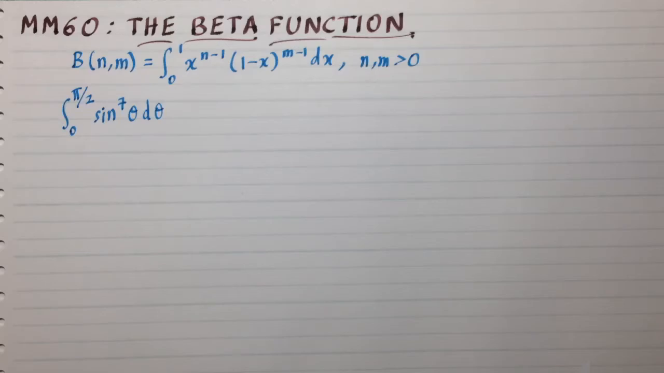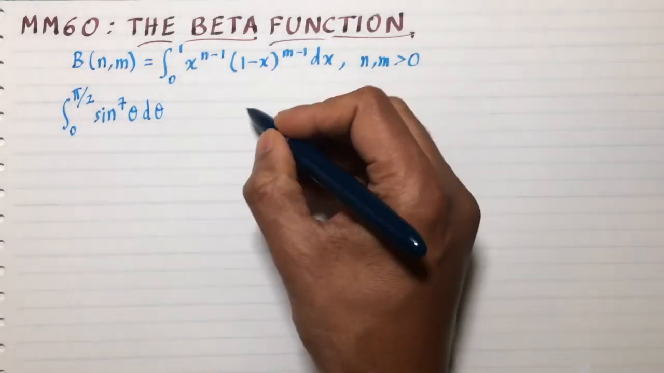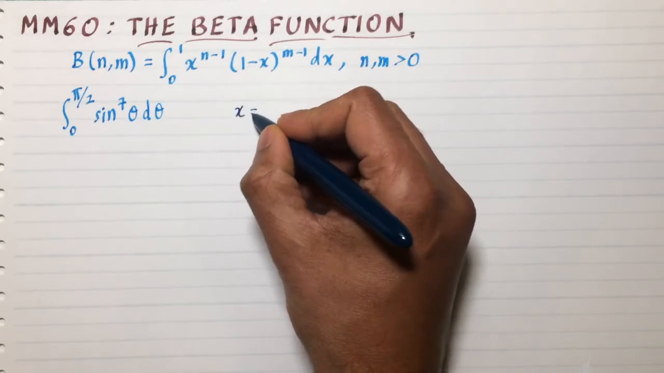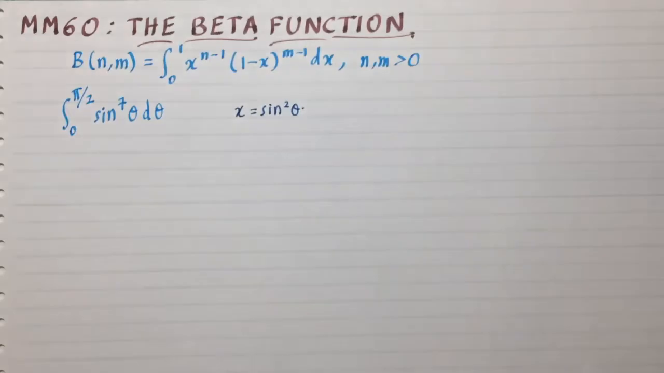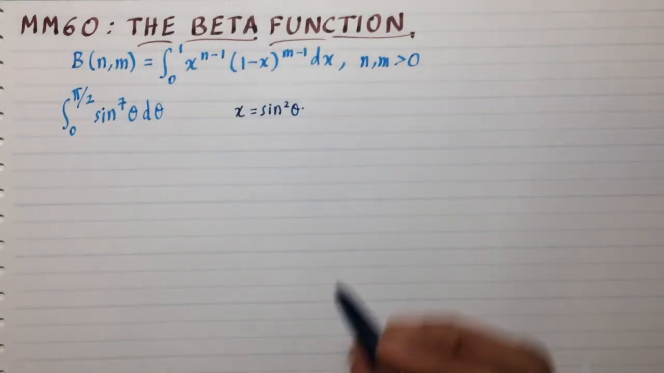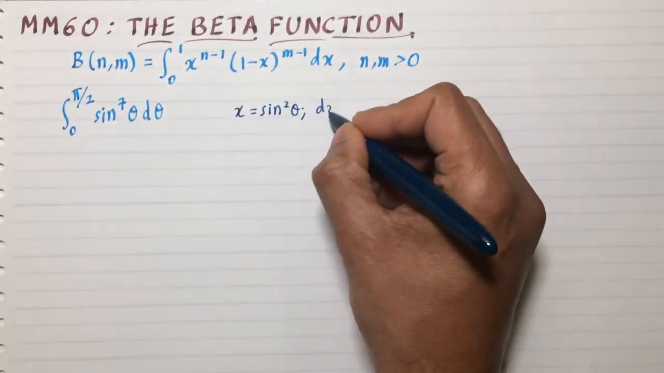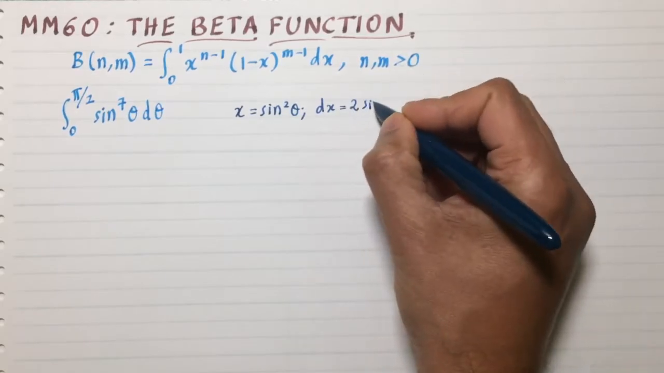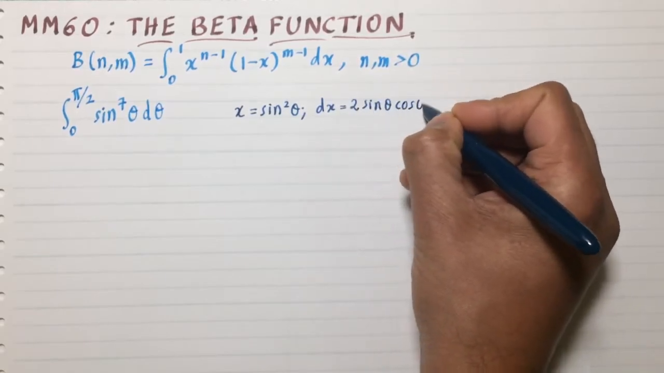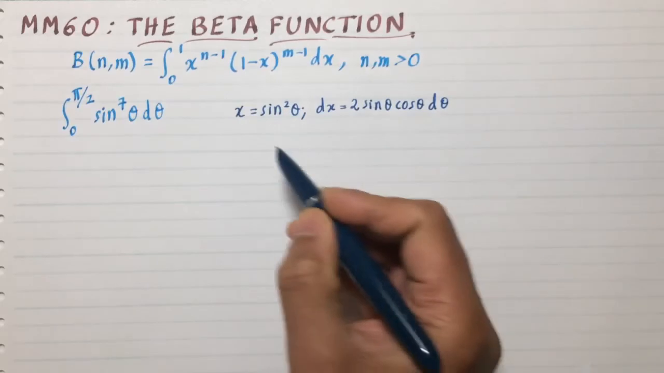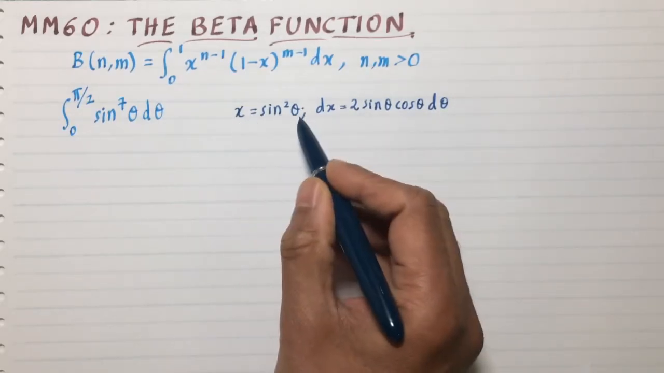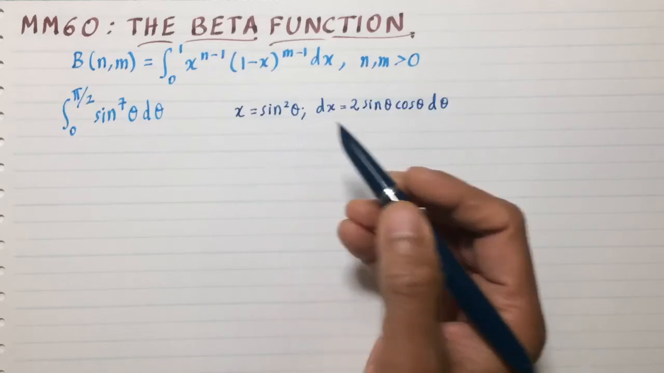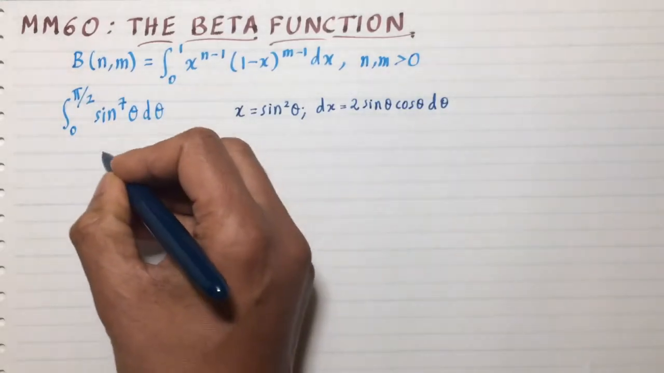So one thing we can do is set x equals sine squared theta. So what I'm going to get is dx would be 2 sine theta cosine theta d theta. Also, when x equals 0, theta is 0. When x equals 1, theta is going to be pi over 2. So the limits are going to shift.